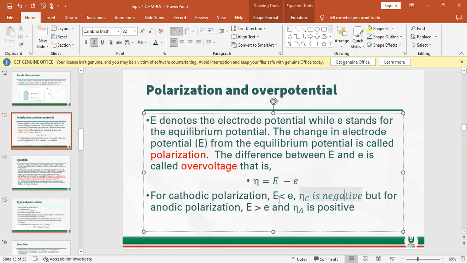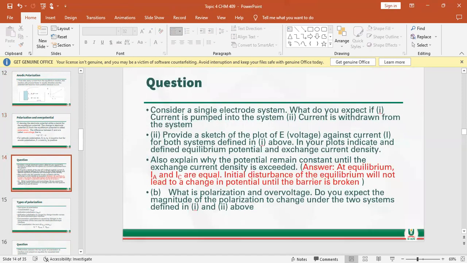In cathodic polarization, you find that it was sloping downward, so E will be less than the equilibrium potential. That means the cathodic overvoltage is negative. But in anodic polarization, you see E was going up, so capital E is greater than small e, and the anodic overvoltage is therefore positive.